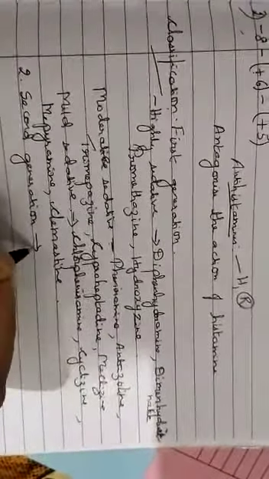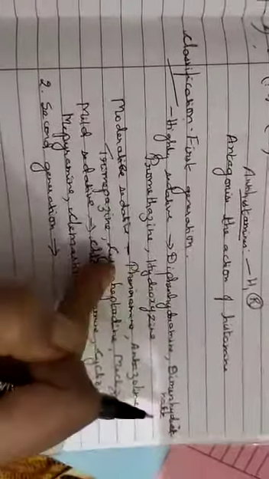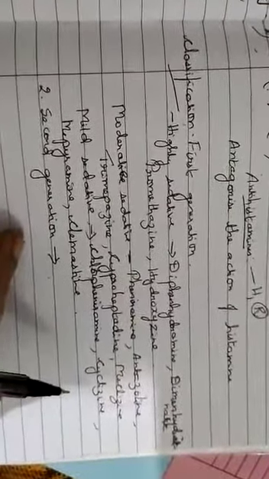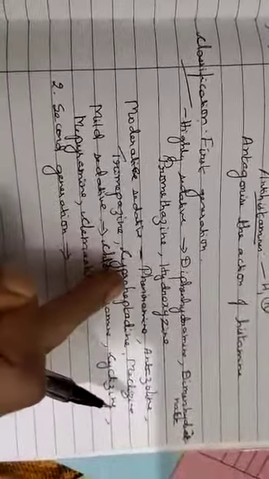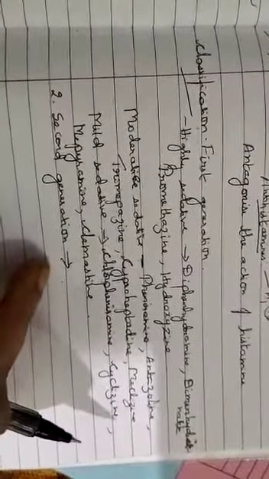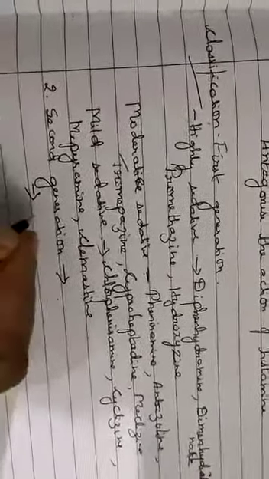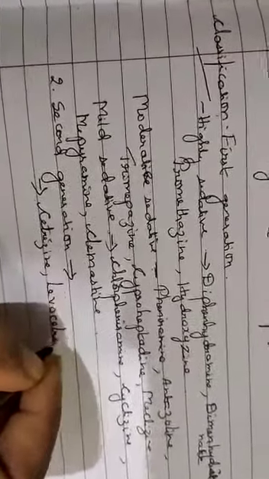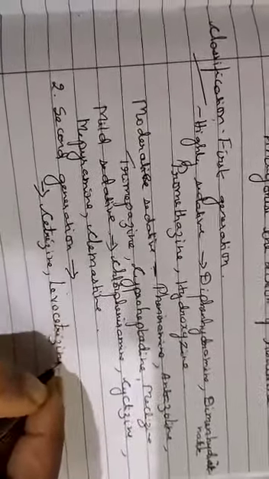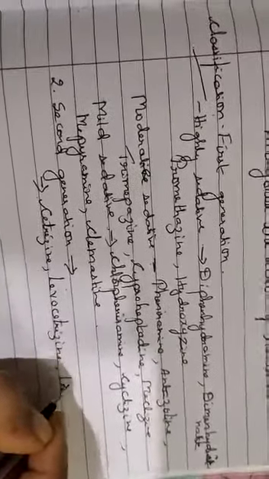Coming to the second generation. The difference is that the first generation drugs are known to cause sedation, while these are normally known as non-sedative drugs. Because of that, they are divided into first generation and second generation drugs. Under second generation drugs, we have cetirizine, levocetirizine, then loratadine, then desloratadine.